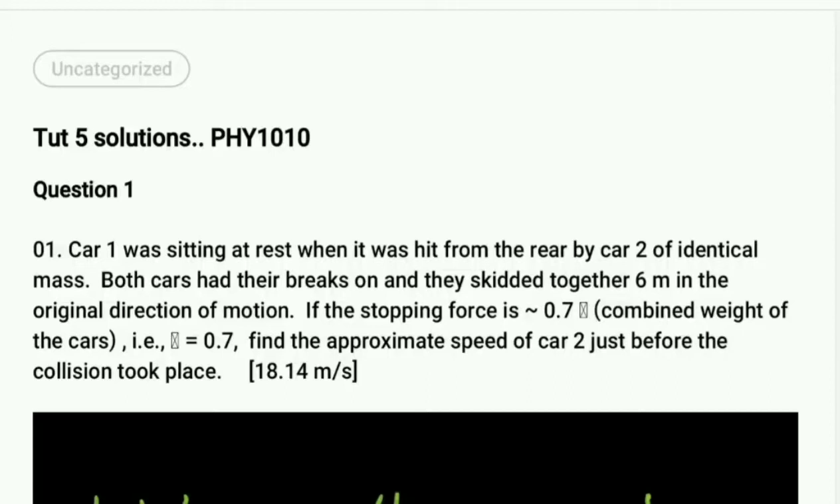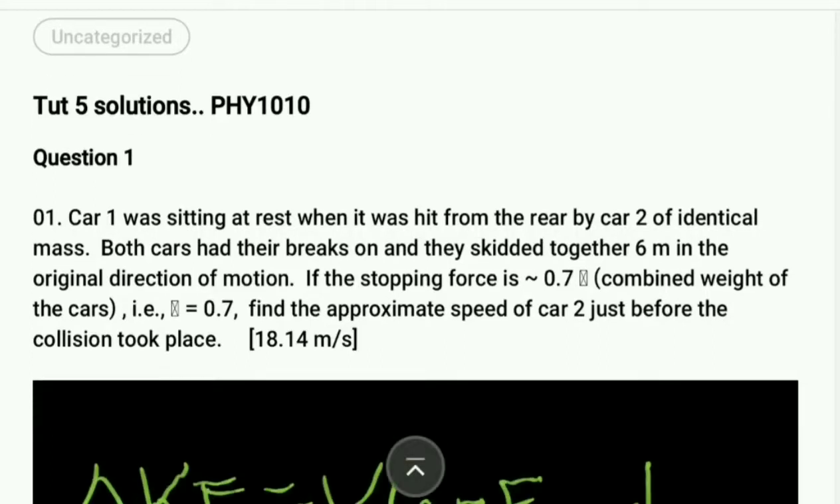It's based on momentum here. Okay, so I'm going to assume that you guys are up to date with your lessons. Yeah, so I'm just going to run you through this tutorial sheet.